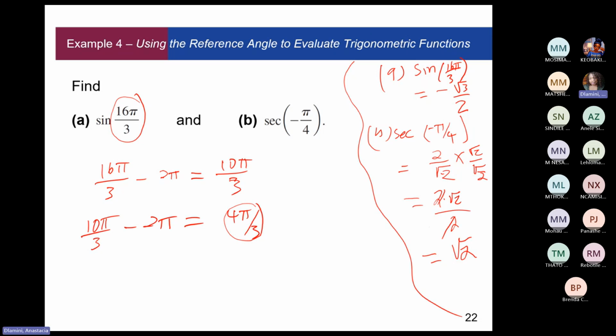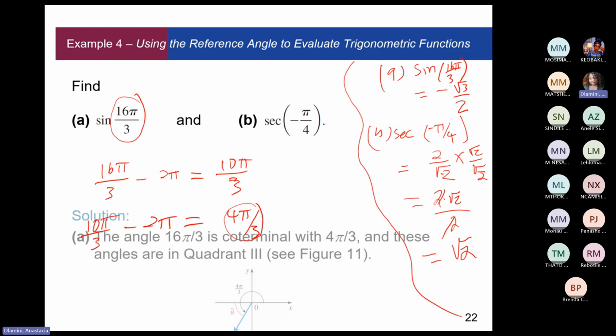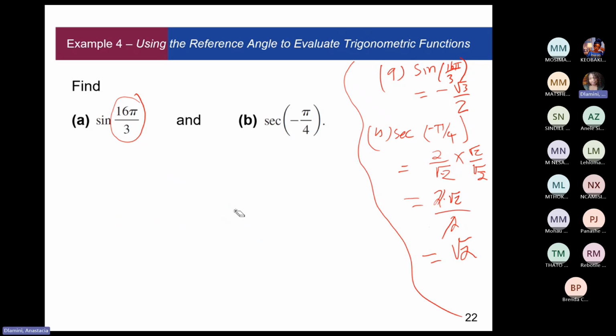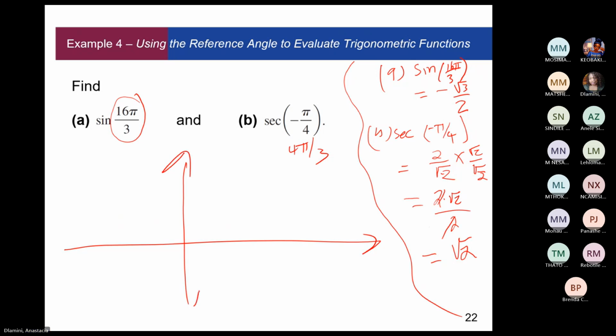Do you see that? It's simpler to go on the Cartesian plane to get 4 pi over 3. So we're going to go on the Cartesian plane to get 4 pi over 3 and see where it's located. So it's 4 pi over 3.